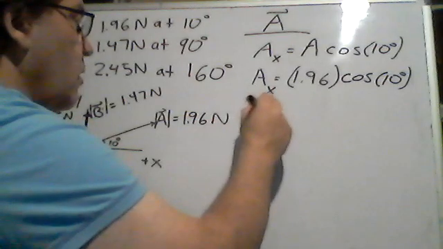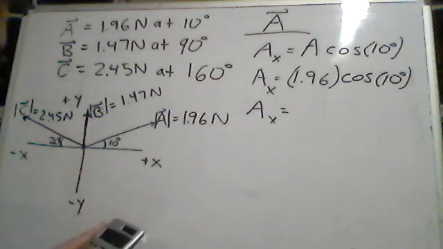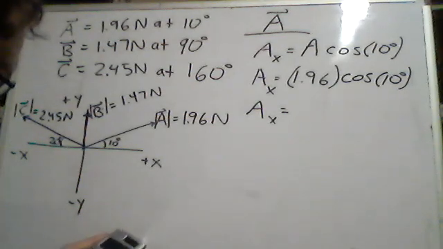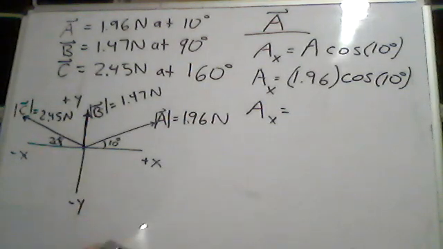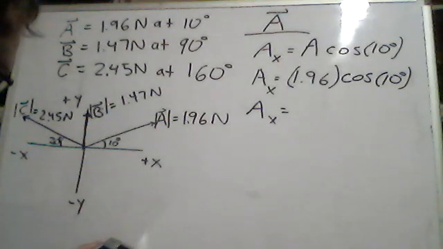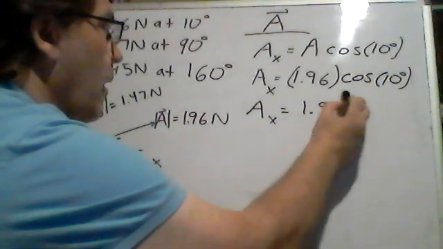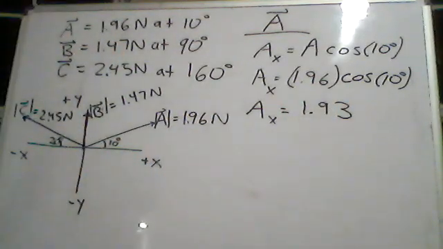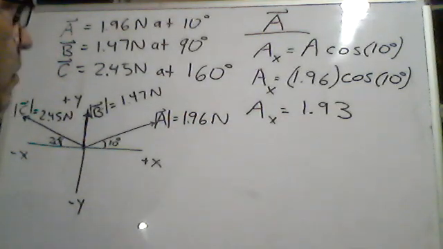A sub x, I get up my calculator, and I say, okay, cosine of 10, that's an angle, it should be pretty close to 1. Cosine of 0 is 1. So cosine of 10, 0.9848. Again, that's pretty large because 1 is as big as you get. Times 1.96, you get 1.93. Okay, again, I'm just caring about a length of a triangle right now.